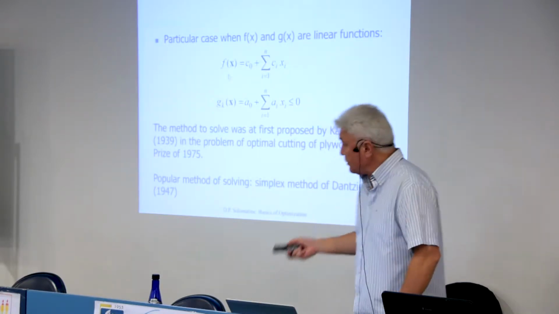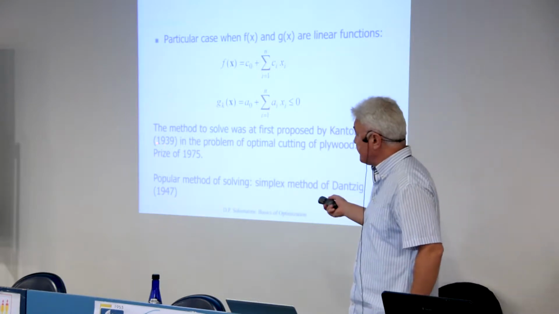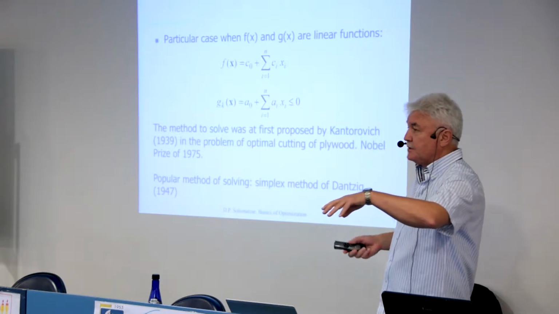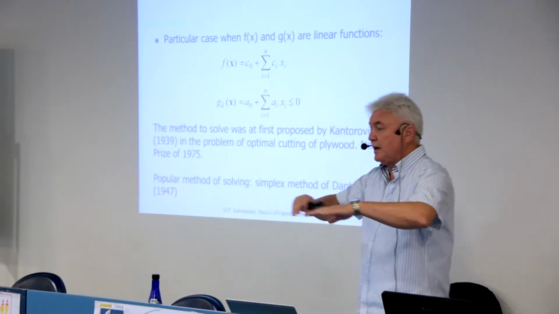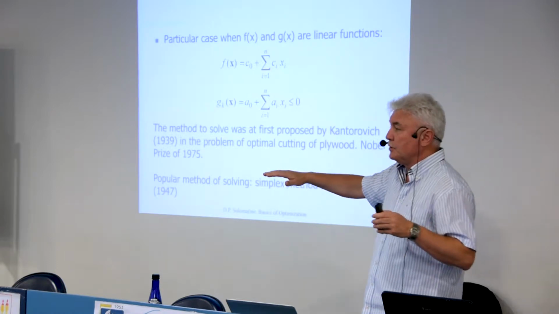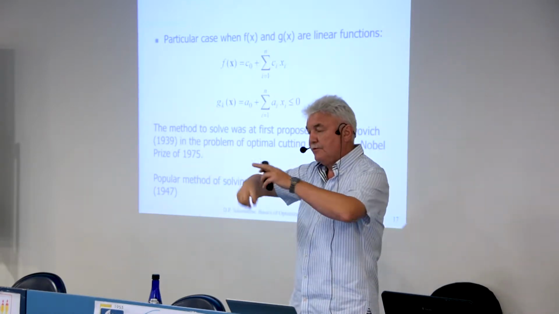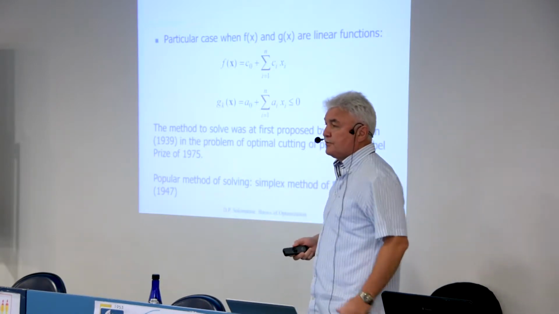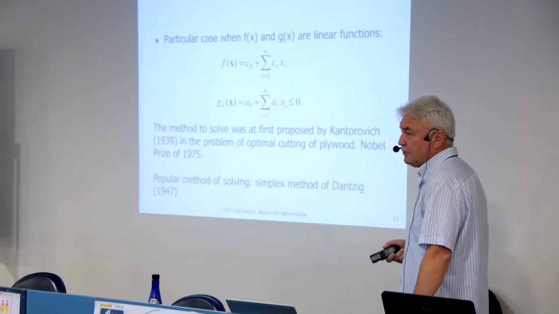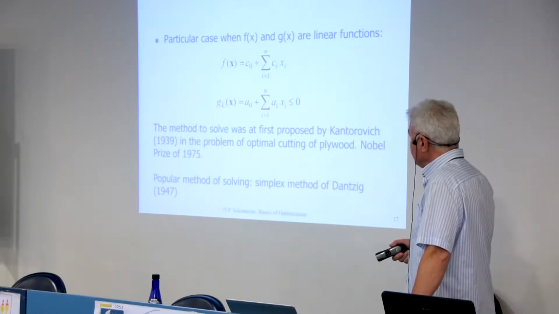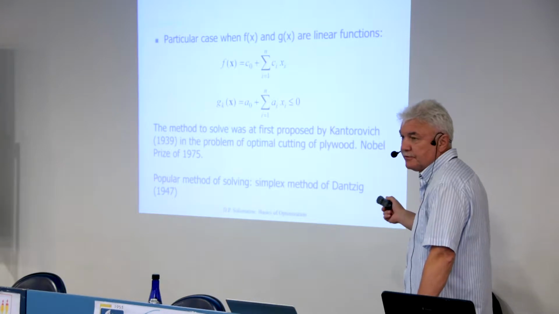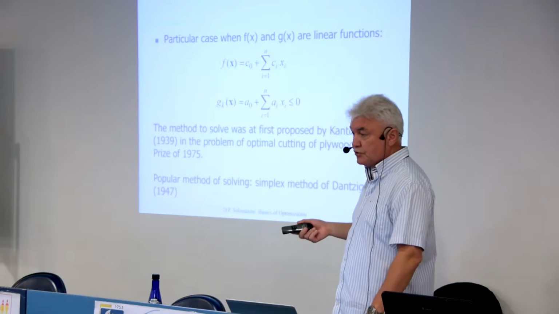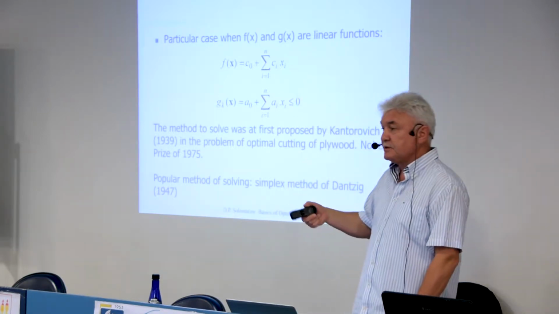Actually, this problem was first solved by Kantorovich in 1939 when he was asked by a factory that was making planes to cut wood, because it's plywood. The wings were made of plywood, and they wanted to optimize the cutting so that out of one sheet you would get more wings for the plane. At that time, some planes were built of wood. So he solved that problem, and interestingly, he got the Nobel Prize in 1975 in economics, recognizing his contribution to mathematics, actually, but mathematics that was used in economics.